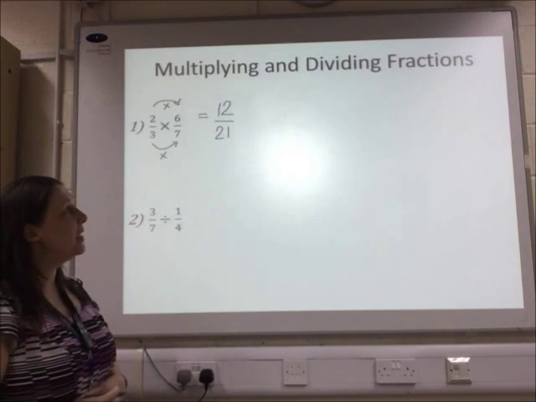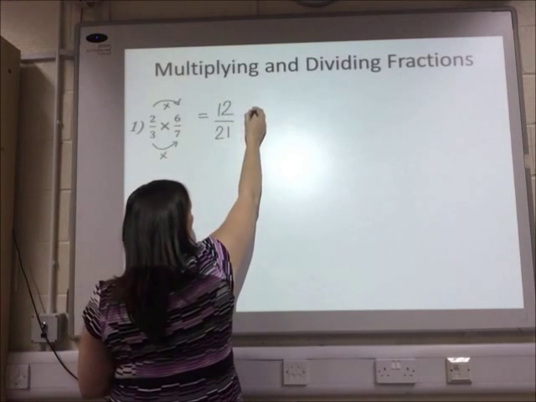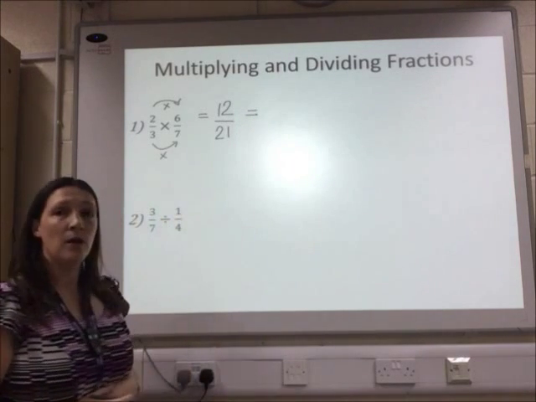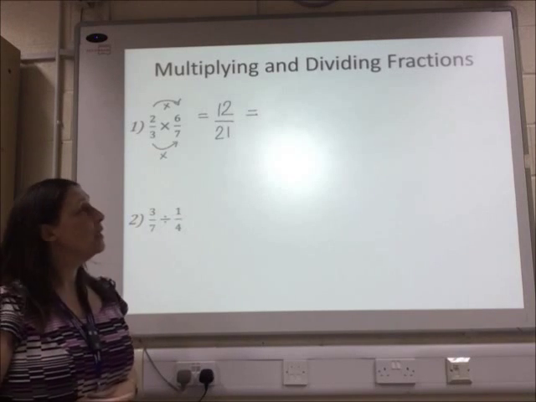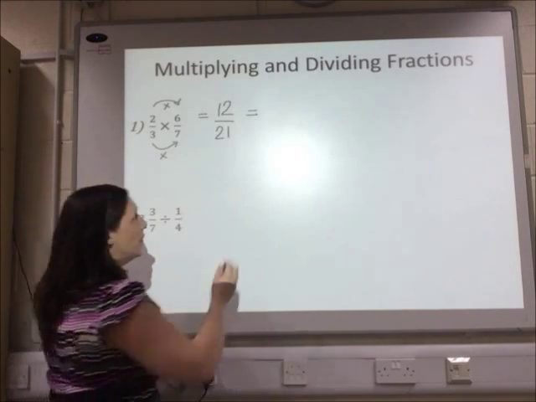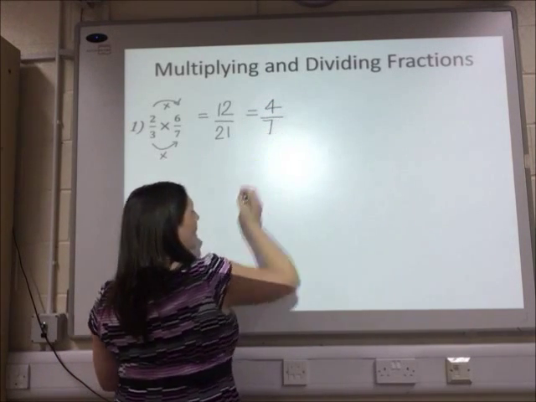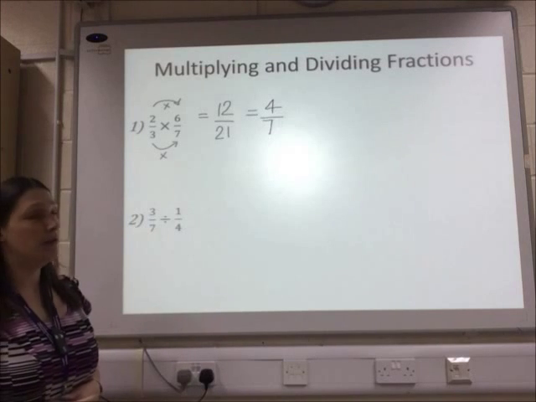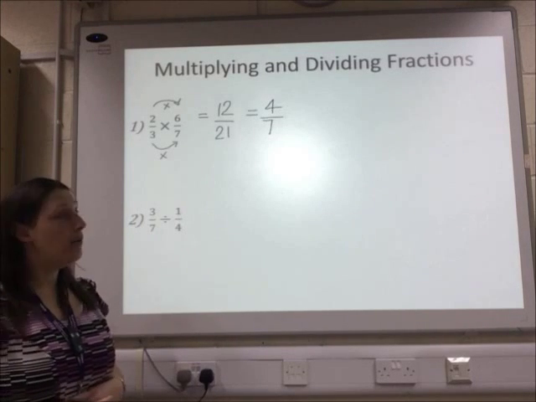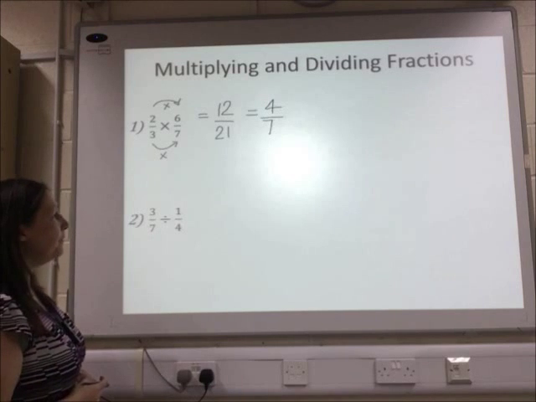We need to check now if this answer is in its simplest form. Both the number 12 and 21 are in the 3 times table and so can be divided by 3. 12 divided by 3 will give me 4 and 21 divided by 3 will give me 7. This answer is now in its simplified form and is my final answer.